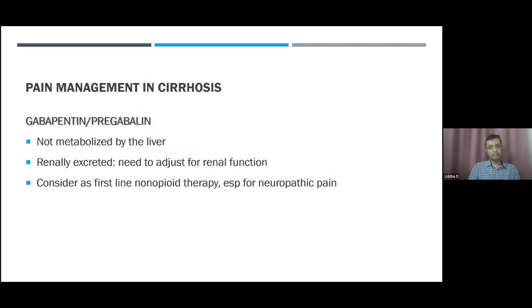Gabapentin and pregabalin are two important analgesics which are not metabolized by the liver. So they are both renally excreted. So if the patient has renal dysfunction, we need to adjust the dose. But it is something that we can consider as first-line non-opioid therapy, especially for neuropathic pain. For example, we can start gabapentin at a dose of around 50 milligrams twice a day, and then gradually titrate upwards. Provided the renal function is normal, the patient should be able to tolerate it.